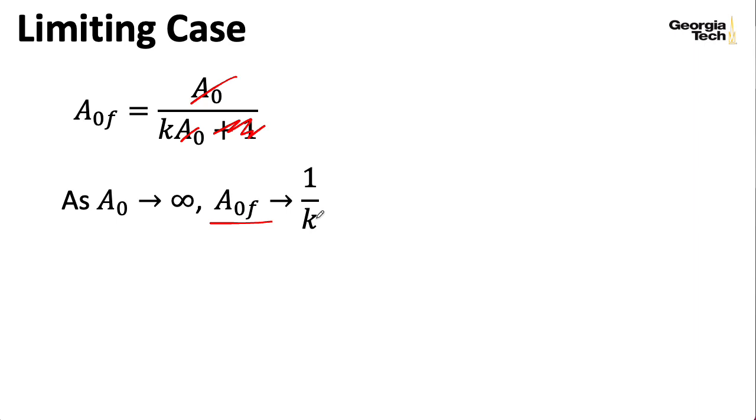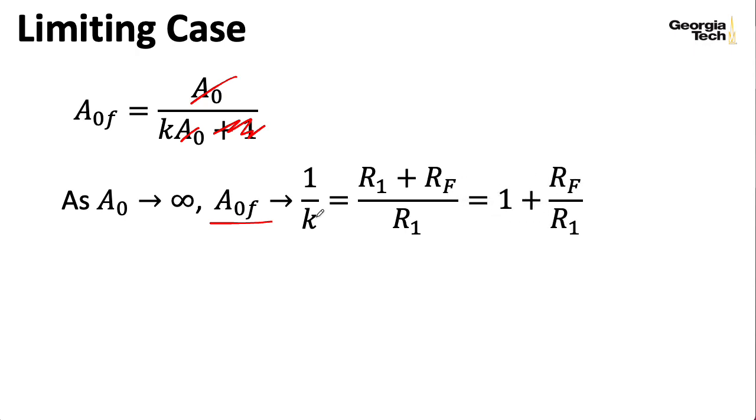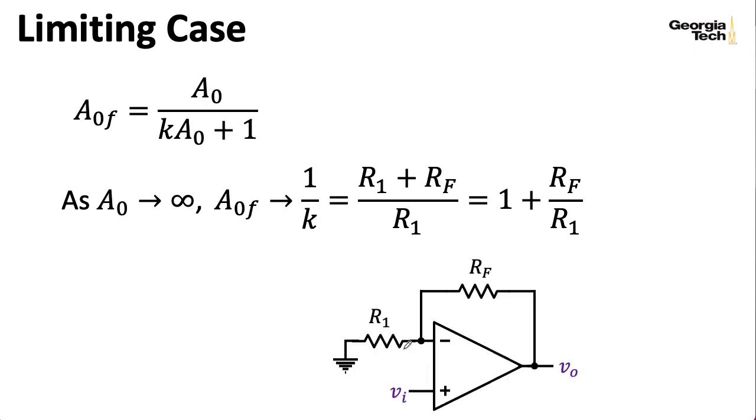Well, if I go back and substitute what we had for K, then we wind up with R1 plus RF over R1, which I could rewrite as 1 plus RF over R1. And that should be familiar from your sophomore circuits class like ECE3400. If we use our usual golden op-amp rule analysis where we assume that the voltage at the positive terminal is copied at the negative terminal, then we can write a Kirchhoff's current law equation here and come up with this expression.